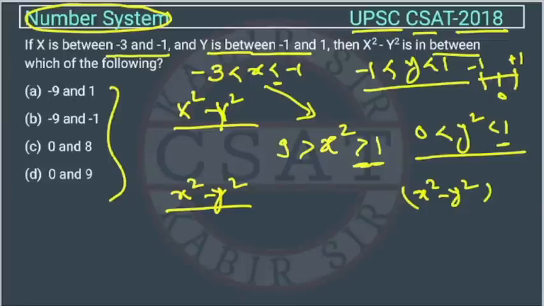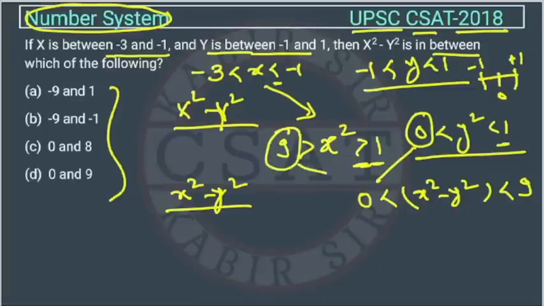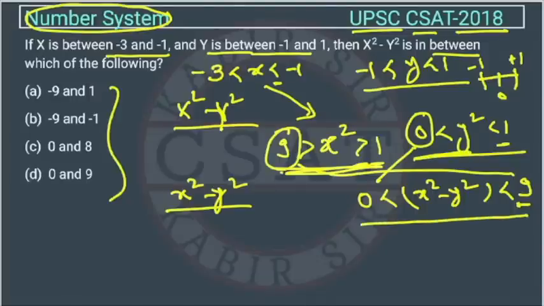will be greater than 0 but less than 9, right? So in this case what you have to do, you just consider that we will take the minimum value and this maximum value, right? So maximum value of both these we will consider here and the minimum value of these both we will consider here, right? So x square minus y square will be, the value will be between 0 and 9. So the answer will be option B.